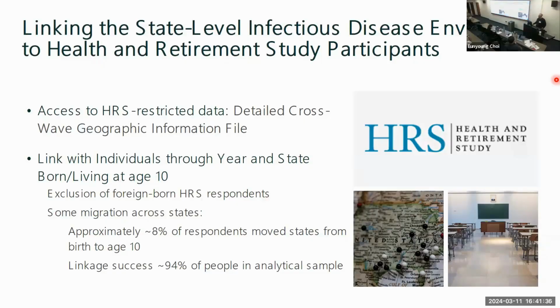So when we're linking the state level infectious disease environments to HRS, this is largely done through the detailed cross-wave geographic information file. This was actually in the cold room just down the hall. We link the individuals through the year and state that they were born in, or the state that they lived in at age 10. Once again, I did this for both just to make sure that the findings weren't going to be sensitive to which one we were choosing, since we had both pieces of information.